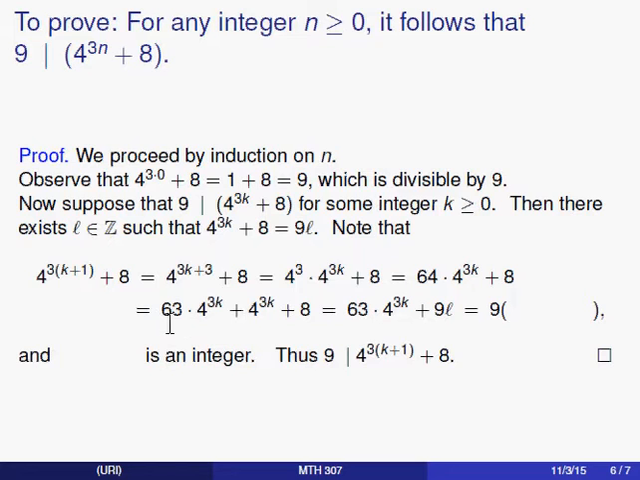Now, because I've broken the 64 up in this way, I can take this 4 to the 3k plus 8 and substitute 9l in its place. And now we're hoping to get 9 times an integer. And now you can kind of see where that comes from. I have a 63, which is divisible by 9, and I have a 9l. And so if I were to factor a 9 out of each, I'd get 7 times 4 raised to the 3k, plus l, which is clearly an integer. And therefore, this quantity we started with is divisible by 9. And that finishes our proof by induction.